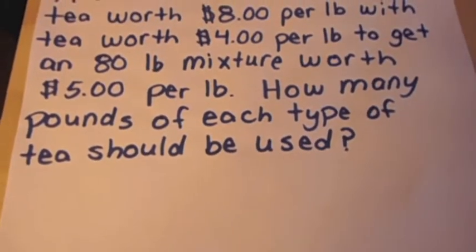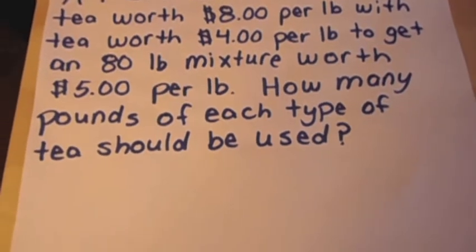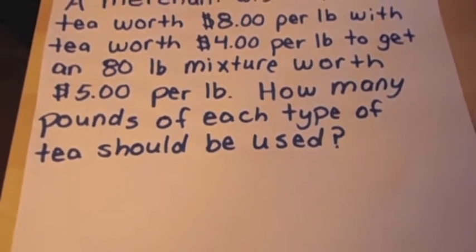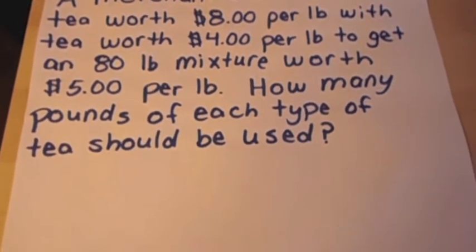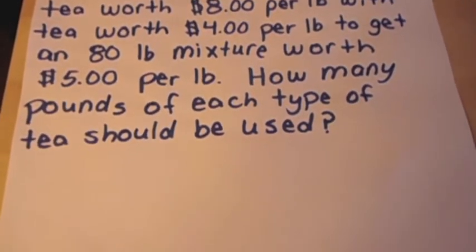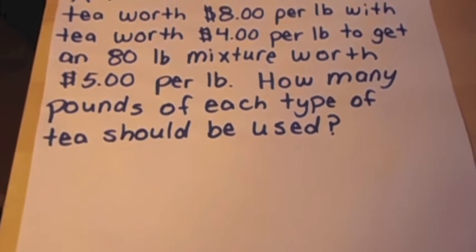Today we're going to be solving the problem: a merchant wishes to mix tea worth $8 per pound with a tea worth $4 per pound to get an 80-pound mixture worth $5 per pound. How many pounds of each type of tea should be used?